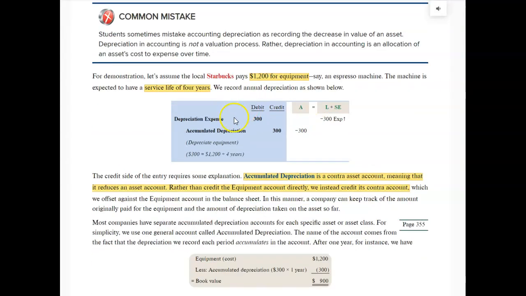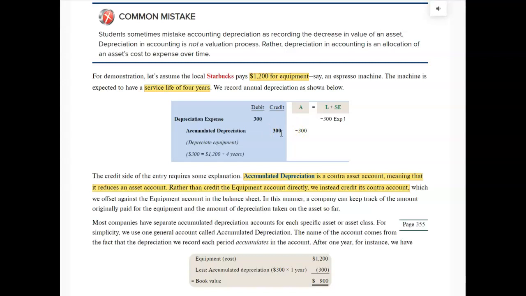So let's say that Starbucks pays $1,200 for an espresso machine, and it usually lasts 4 years. What we'll do then is take the $1,200 divided by 4 years, and we have $300 a year depreciation. So we're going to write the cost off over 4 years at the rate of $300 per year. Here's the adjusting journal entry. Debit depreciation expense, and then credit accumulated depreciation.